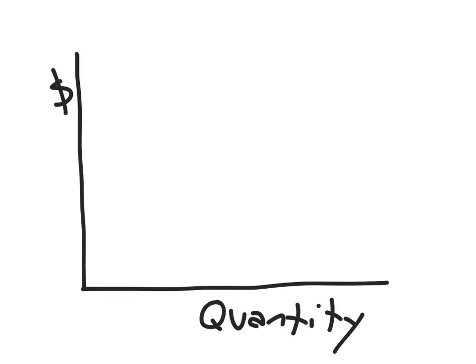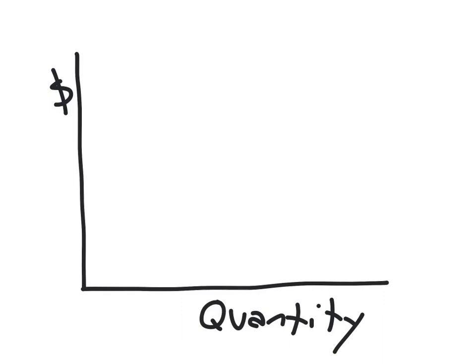Today we will be discussing both demand and supply curves. So when discussing supply and demand curves, the y-axis is always going to be the price, and the x-axis is always going to be the quantity. And the difference is either quantity demanded or the quantity supplied.